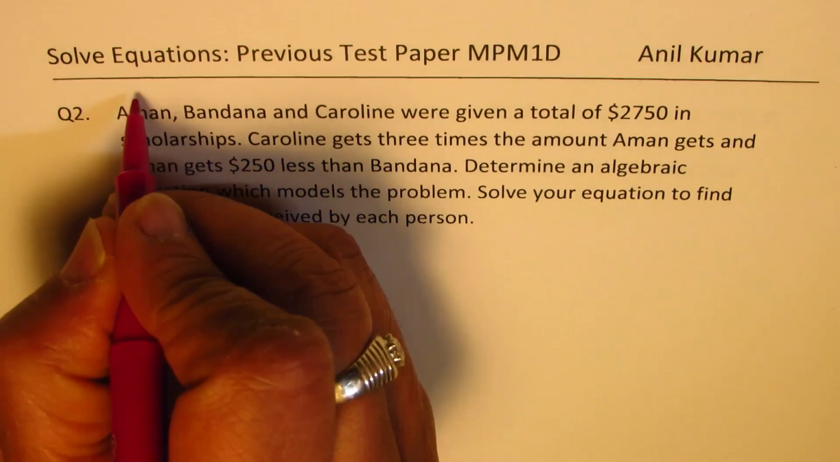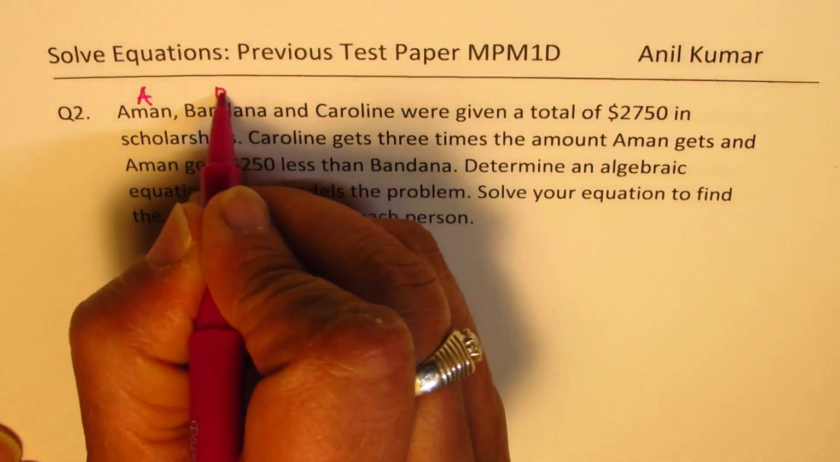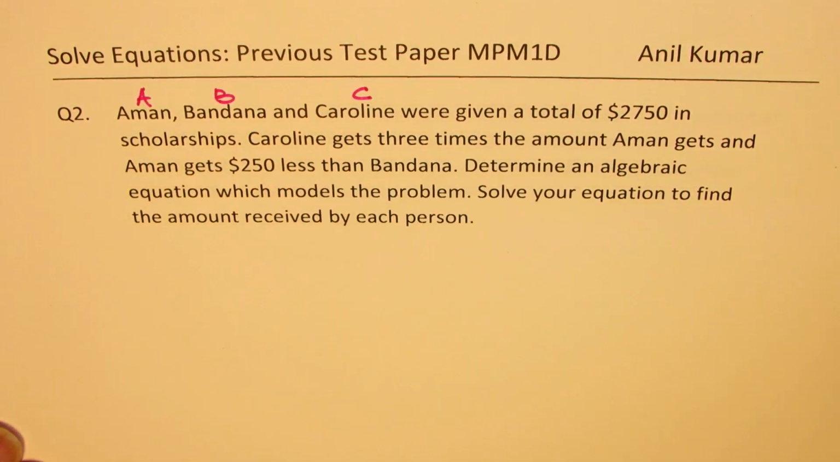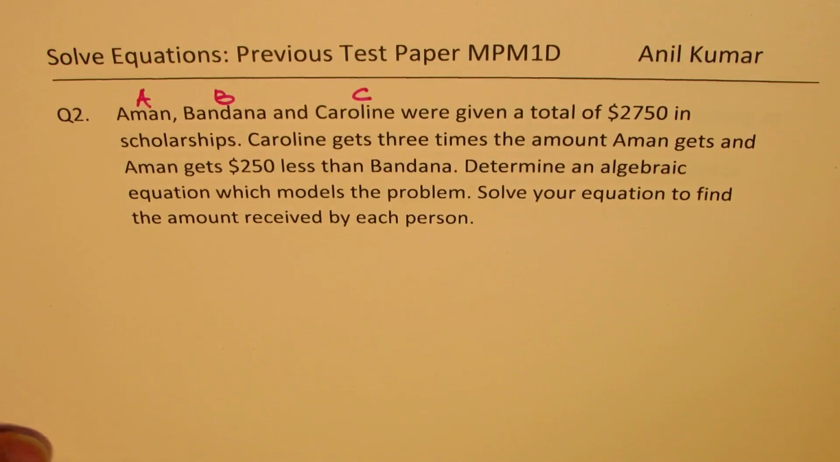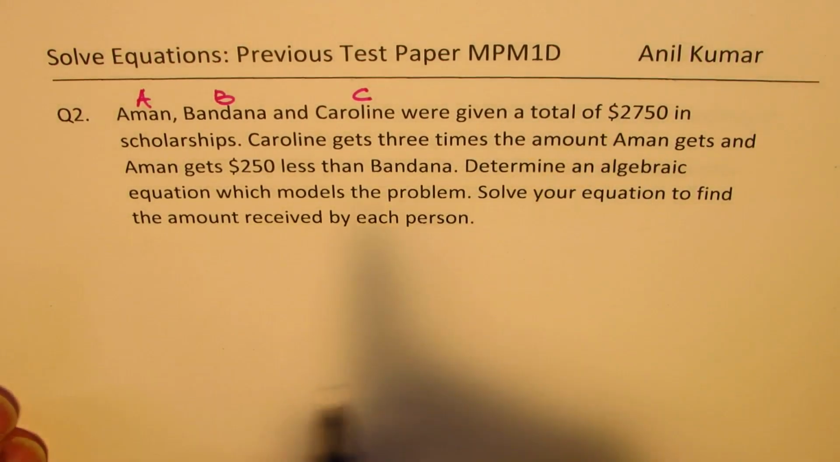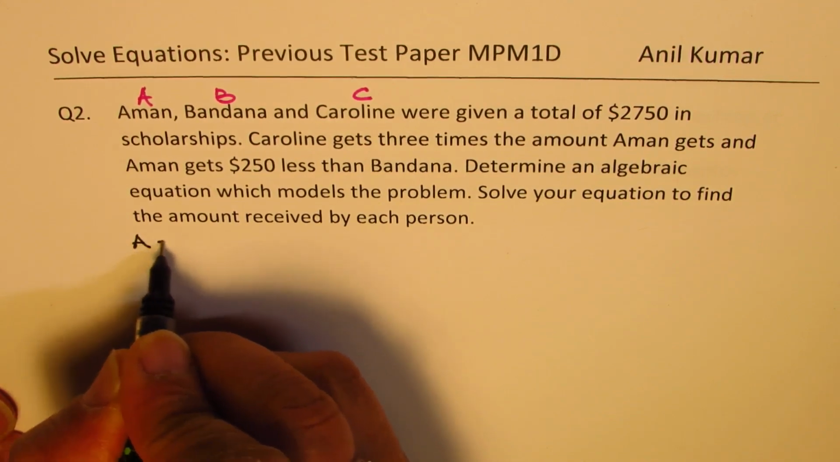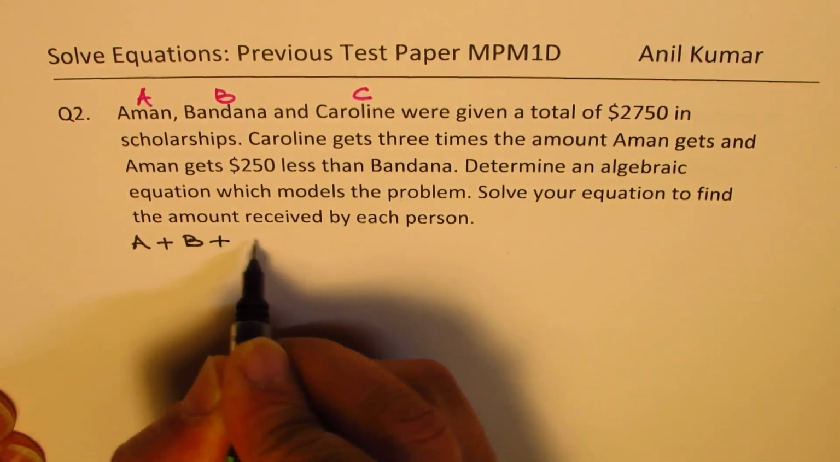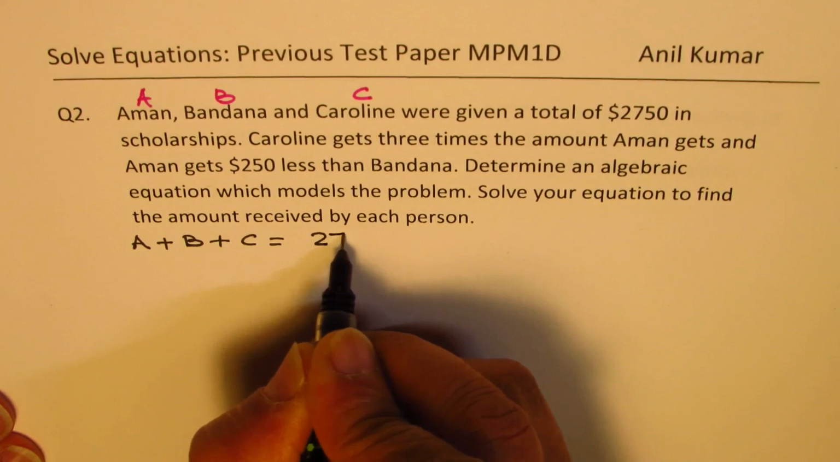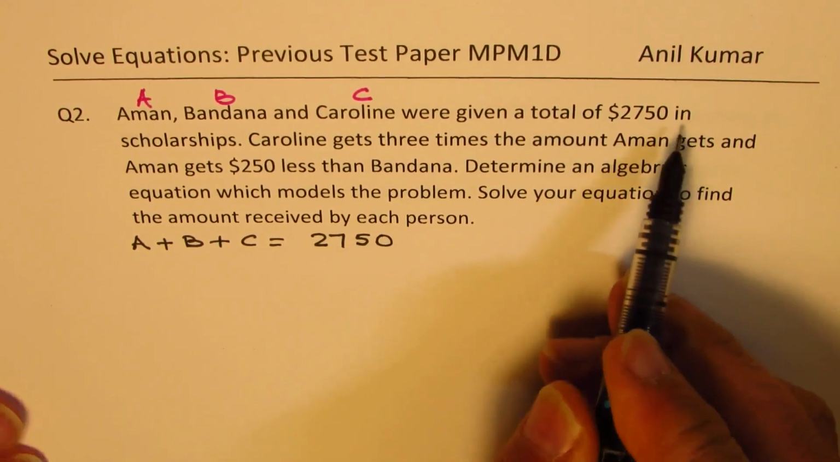So let's define our variables, right? So the amount to Aman is A, Bandana B, C for Caroline. Okay. So that makes relevant reference. Total is 2750. So we are saying A plus B plus C is 2750. Clear?